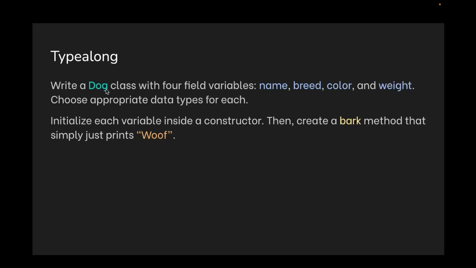So it says write a dog class with 4 field variable names: name, breed, color, and weight, and choose the appropriate data types for each. Like, you wouldn't make name a number, right? Because a name would be something that you would type. And then initialize each variable inside a constructor as we did before, and then create a bark method that simply prints wolf. I think we have some time, so probably 7 or 8 minutes. 8 minutes sounds good. I'll give you guys 8 minutes, and then I'll come back after that, and then we can check our answer.